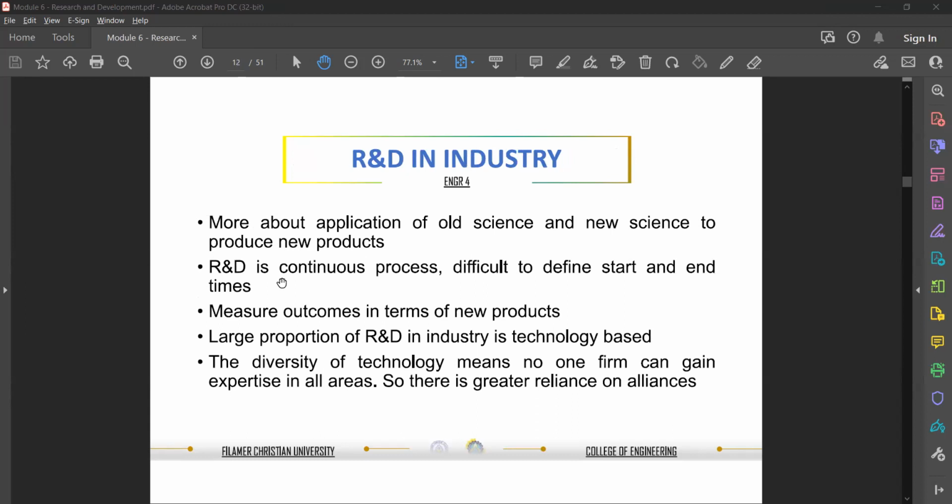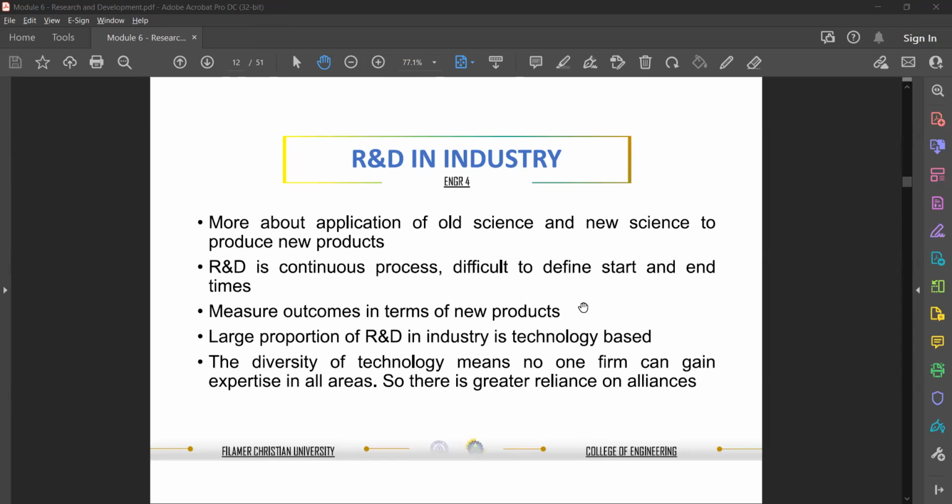So in industry, research and development talks more about the application of old science and new science. This is to produce new products. Meaning they just recycle their previous research material into something new to create new products. So in industry, research and development is a continuous process. Meaning it is very difficult to define the start and end times.